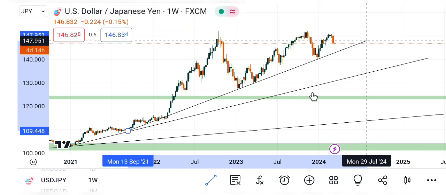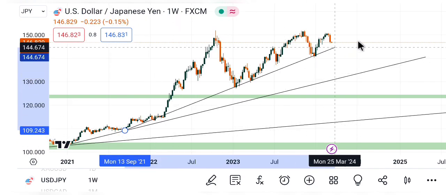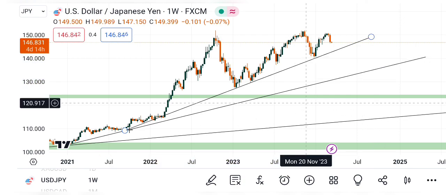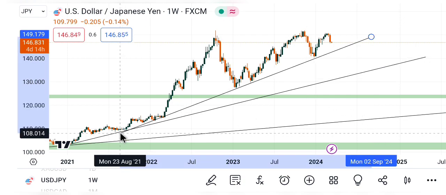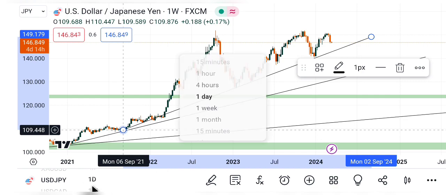So if you can get more touches. So as you can see, we are actually making the touches where it's working. So these are the touches here. So you can see, we are actually getting more touches here. 1, 2, 3, 4, and 5. So let's go to the daily time frame.